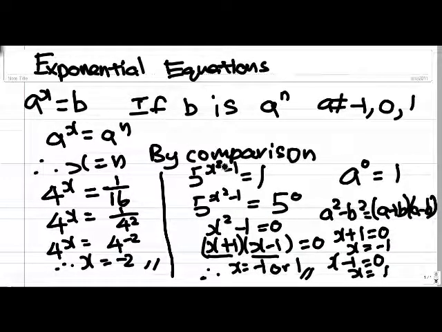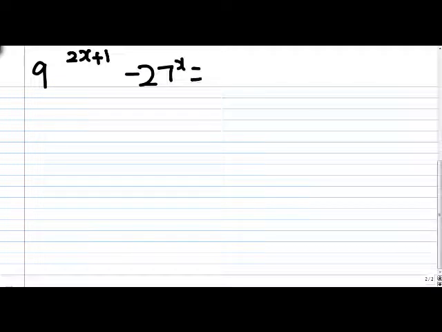Alright, yet another example. I hope I'm not going too fast here. Let me just shift down the page here. Okay, if I have 9 to the power of 2x plus 1 minus 27 to the power of x equals 0, then 9 to the power of 2x plus 1 equals 27 to the power of x. Minus negative, I shift to the right hand side, it becomes positive.